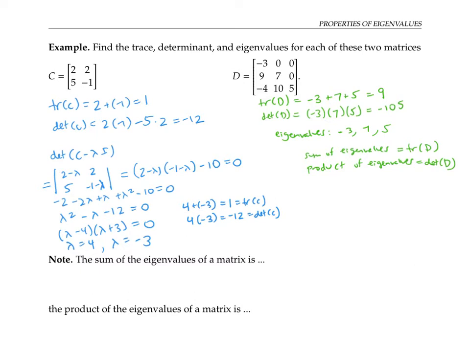Although I won't prove it here, these facts are true for all matrices, not just 2 by 2 matrices and triangular matrices. For any n by n square matrix, the sum of its eigenvalues is equal to its trace, and the product of its eigenvalues is equal to the determinant.